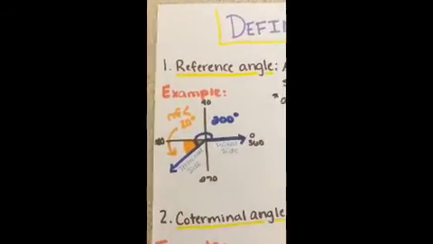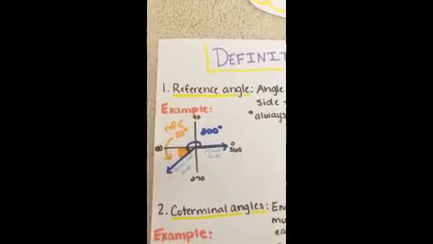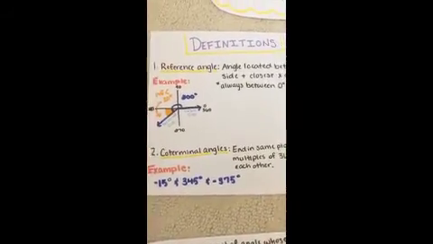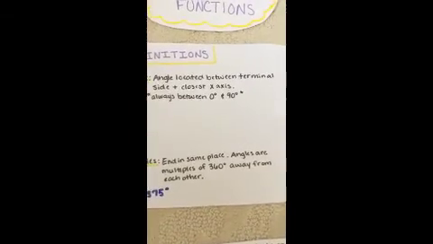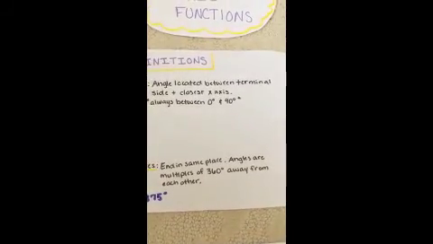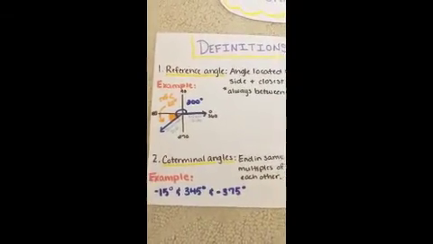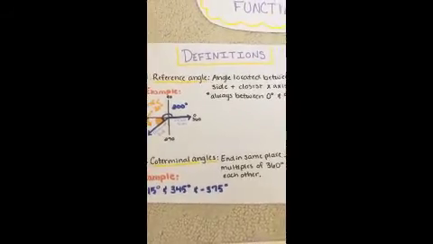This is 200 degrees, and the reference angle would be 20 degrees because it is between the terminal side and the closest x-axis. The second definition is coterminal angles. These are angles that end in the same place. These angles are multiples of 360 degrees away from each other. An example of this would be negative 15 degrees and 345 degrees and negative 375 degrees.